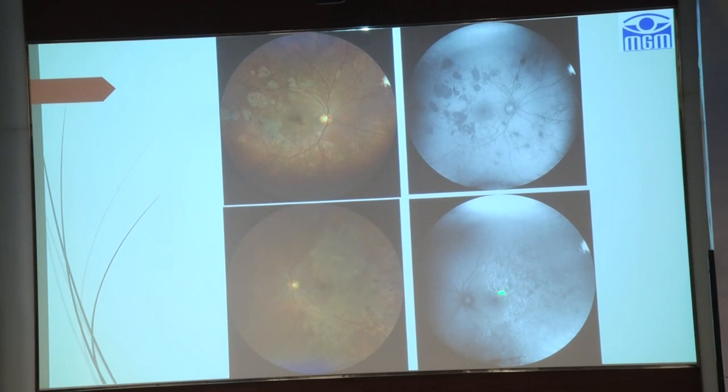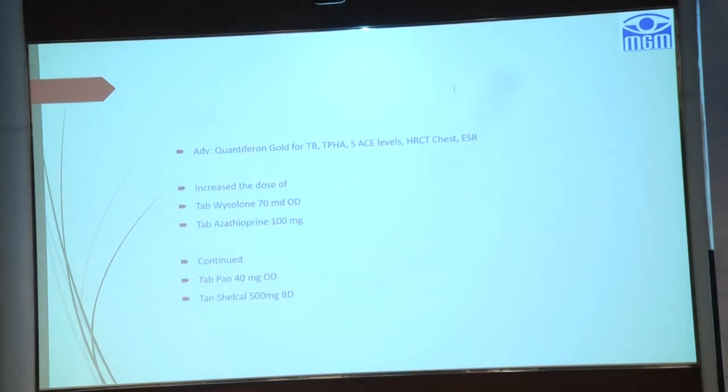And in autofluorescence, we can see a lot of white, hyperautofluorescent lesions. So the left eye had active choroiditis lesions almost reaching and involving the fovea. His weight was around 70 kg. Since it was an active lesion, I increased the dose of Wysolone to 70 mg.